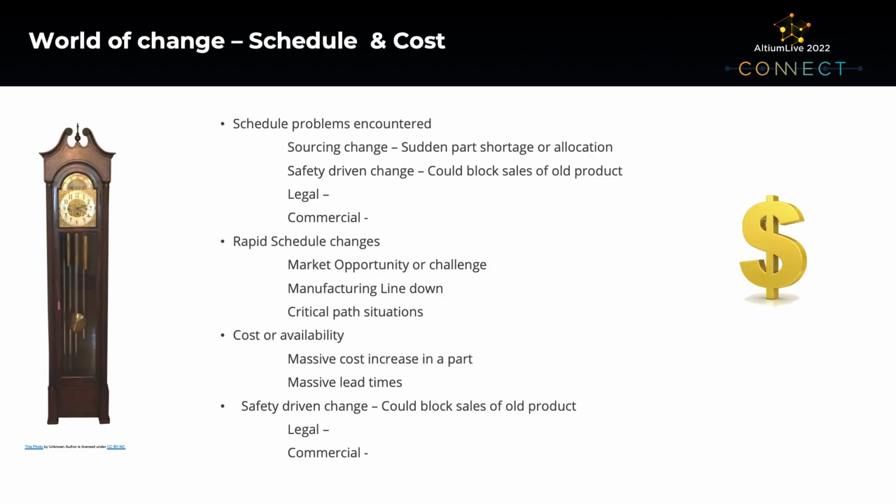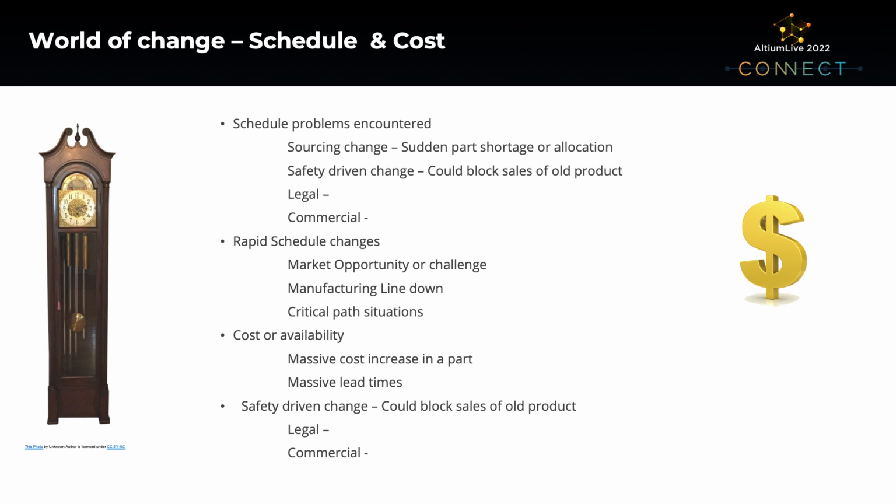In the world of change, we look at our scope, but then we also look at schedule and cost, and we're going to encounter problems with scheduling because things have to happen in the right time, the right place, the right way. We might have a sourcing problem. We might have a safety-driven challenge. We might have legal considerations why we can't sell something. There might be commercial reasons why we have some problems.